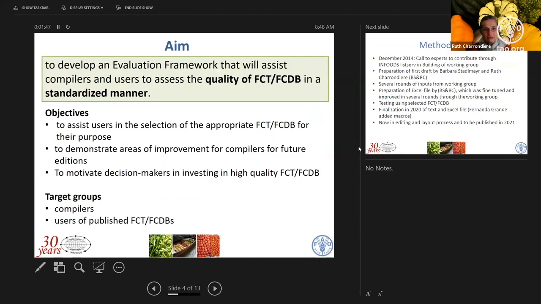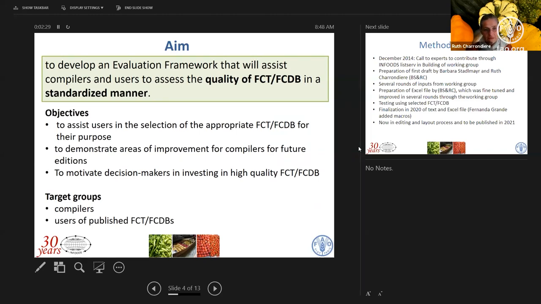So what was the aim? We wanted to develop this evaluation framework that will assist compilers as well as users to assess the quality of a food composition table in a standardized method. And this is very important, so that everybody is using the same framework to determine what is of good and what is of less good quality. This will help the users to select the most appropriate food composition table, and help the compilers to demonstrate areas where they could make some improvements.